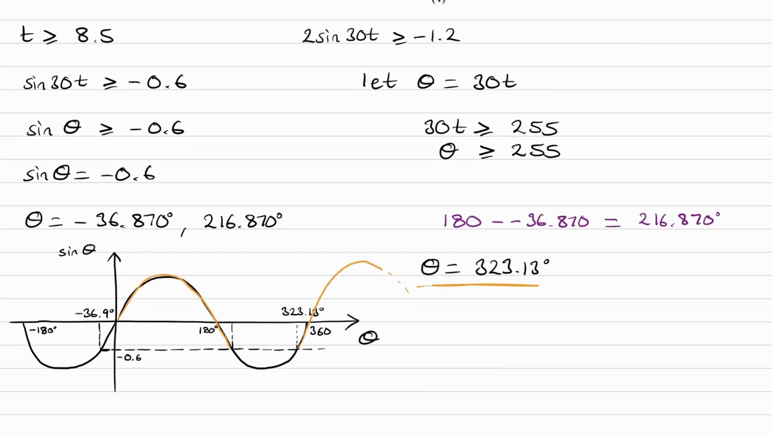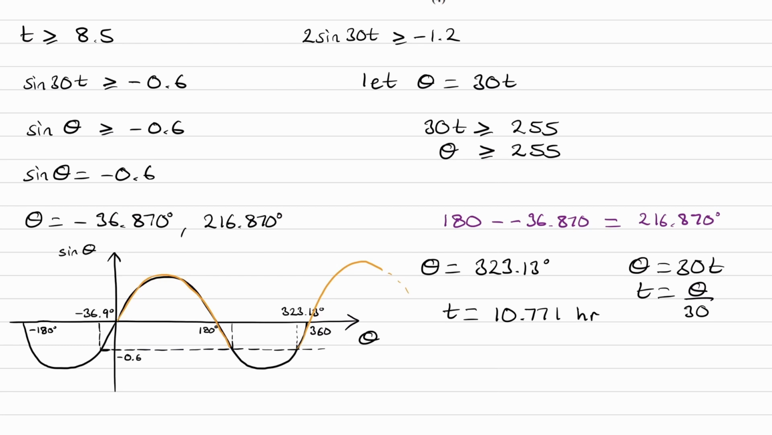Angle 323.13 is bigger than 255, and it will be the start of this region here, where sine theta is greater than minus 0.6, and therefore that angle of theta should correspond to our first time when the boat can leave the harbour. So if we then use theta is equal to 30t, or t is equal to theta over 30, divide 323.13 by 30, and we end up with 10.771.